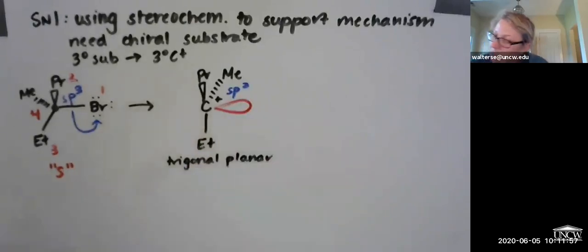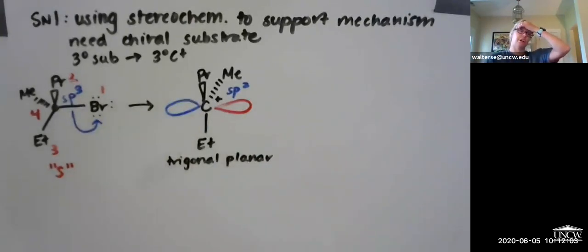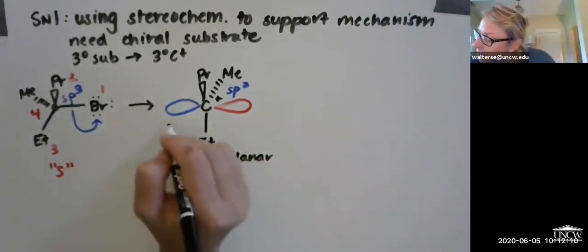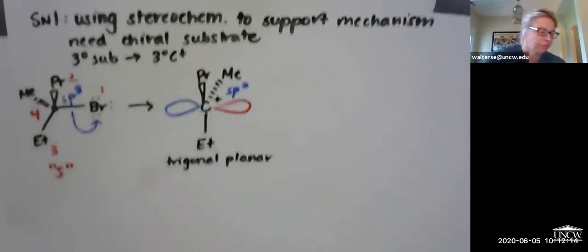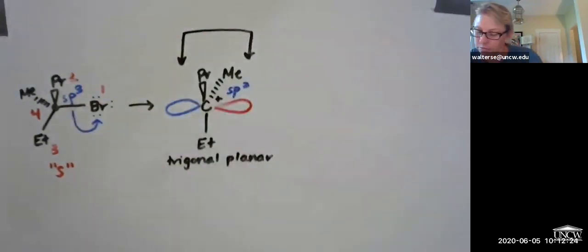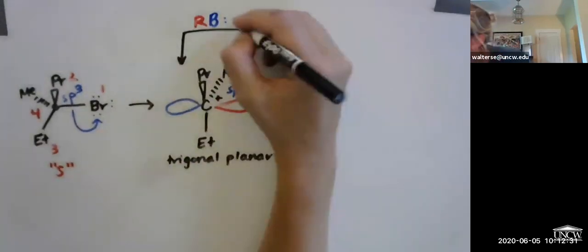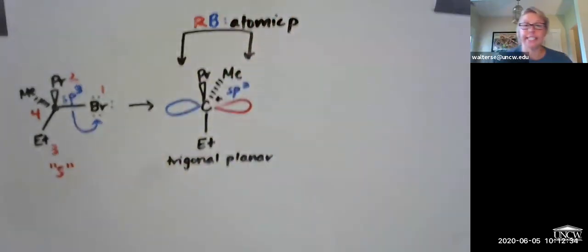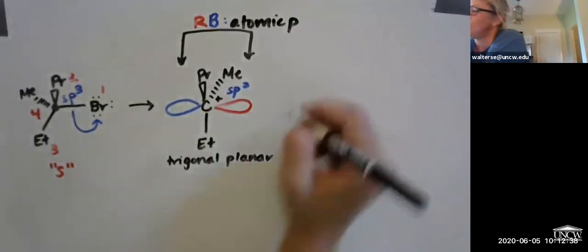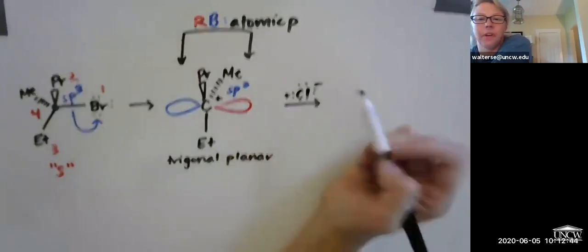It has an unhybridized p orbital on that central carbocation, that central carbon that's carrying the carbocation. So this is unhybridized p, those two colors. It's an atomic p orbital. Okay. So now I'm going to bring in a chloride.